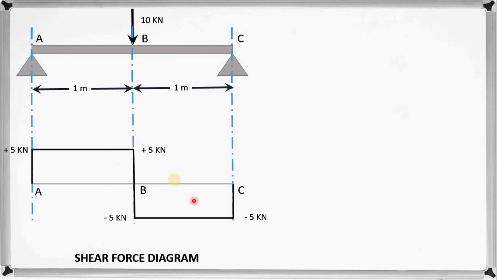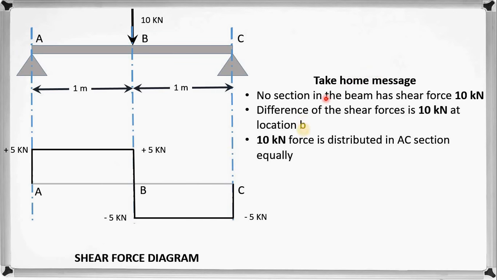The point that you must observe is, the external force is 10 kN, but no section in the beam has a shear force of 10 kN. The difference of the shear forces is 10 kN at location B. Actually the 10 kN force is distributed in this and this section, and both are carrying 5 kN shear force.